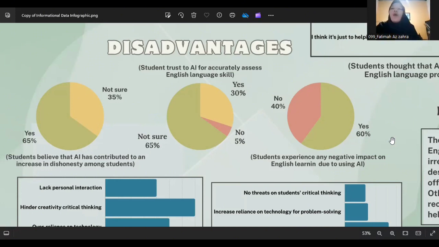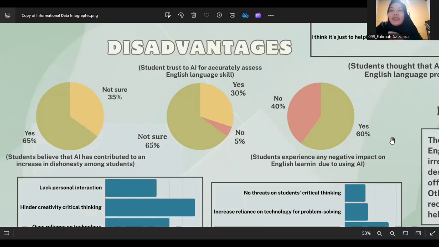While a significant 40% do not trust it, 30% are unsure. This indicates a lack of confidence in AI's evaluation abilities.